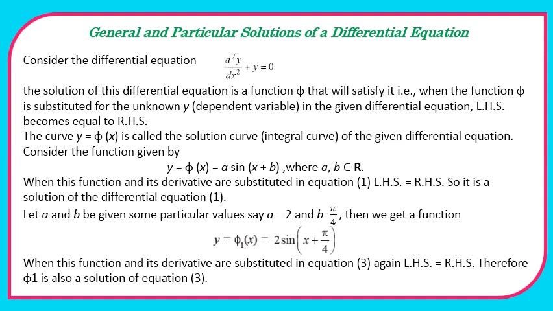So general and particular solutions of a differential equation. Let me explain this topic first. Suppose we have a differential equation of the type d2y upon dx2 plus y equals 0. Now this is a differential equation. The solution of this differential equation will be some sort of function, suppose this is phi, and that will satisfy this equation. When the function phi is substituted for the unknown dependent variable y in the given differential equation, then the left hand side and the right hand side should be equal.